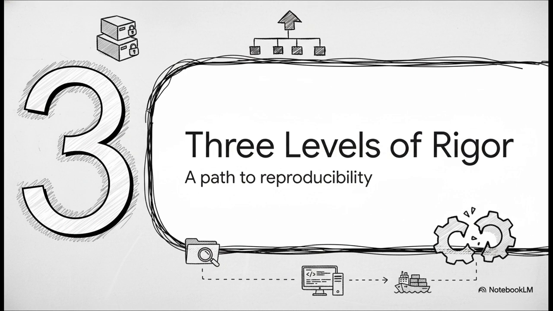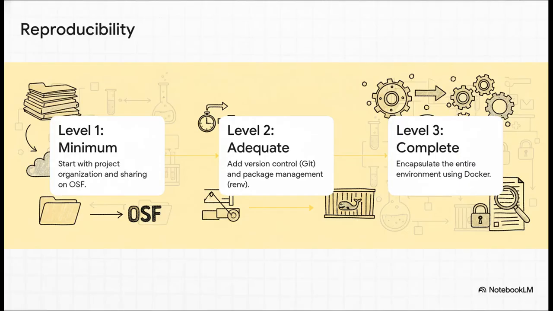Now, here's what I think is the best part. ARTE isn't some rigid, all-or-nothing system. It's designed to meet you wherever you are in your journey. It offers this really flexible path with 3 different levels of rigor, so you can start simple and then build up your skills as you go. You can think of these levels kind of like a spectrum. You start out at minimum, which is all about good organization. Then you can move on to adequate, which adds more control.